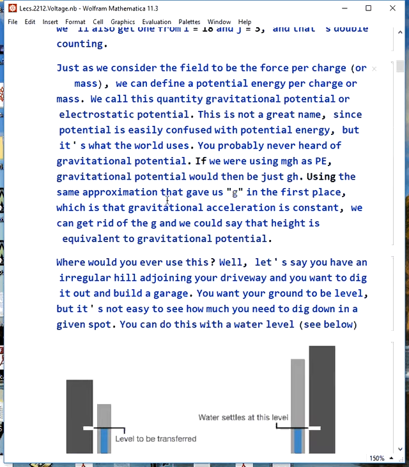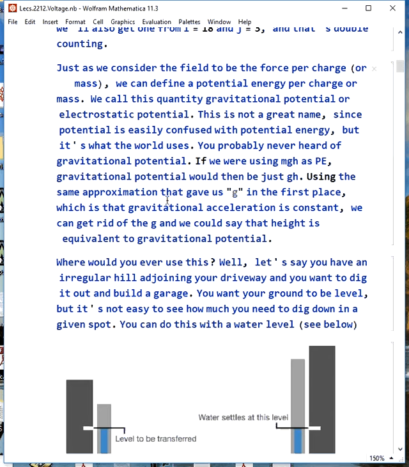Just as we consider the field to be the force per charge or per mass, we can define a potential energy per charge or per mass. We call this gravitational potential in the first semester and electrostatic potential now. This is not the best name for it because it's easy to confuse potential with potential energy, but they're completely different.